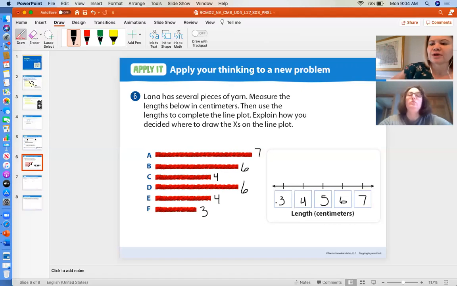Now, do you want to do it Mrs. Walker's way or Mrs. Croft's way? Let's go ahead and do it Mrs. Walker's way. You walk me through it, Mrs. Walker. Okay, so I would start at the 3 and count how many 3s there are.